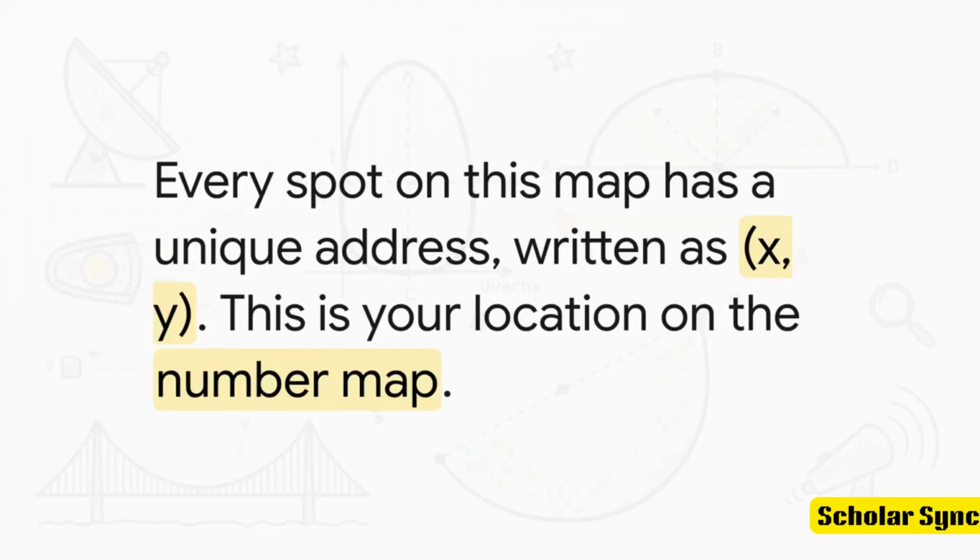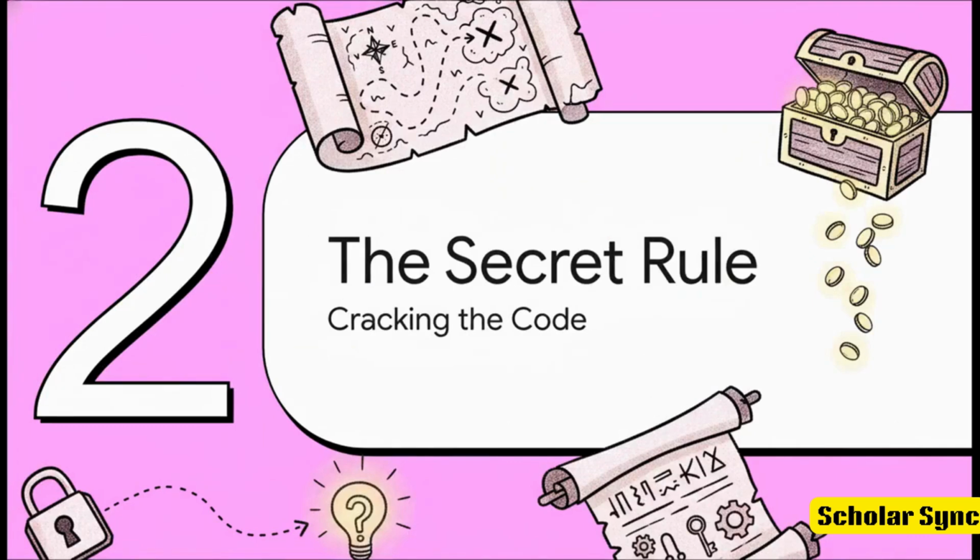Okay, and here's the really cool part about this map. Just like your house has an address, every single spot, every point here has its own unique address. We write it down as two numbers inside parentheses. The first number tells us how far to go on that flat x road, and the second number tells us how far to go up or down on that vertical y road. Super simple.